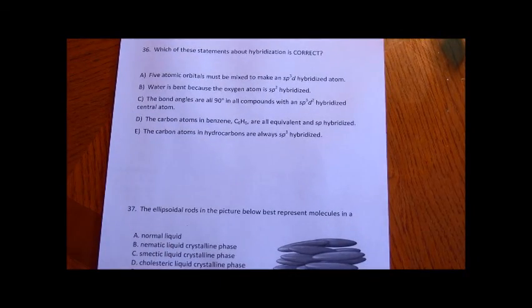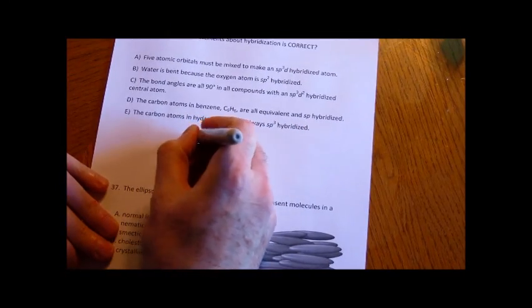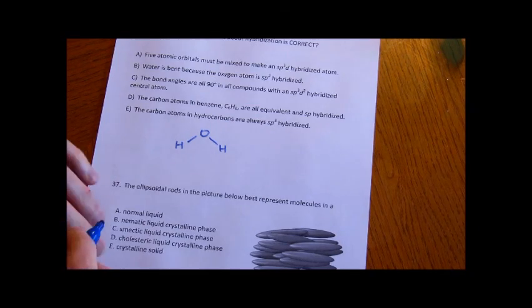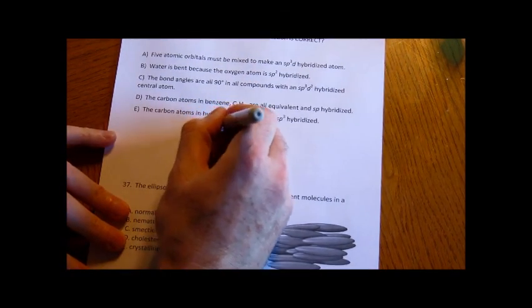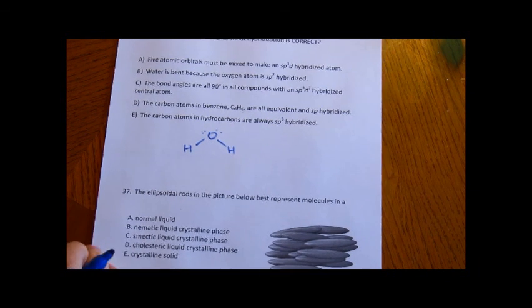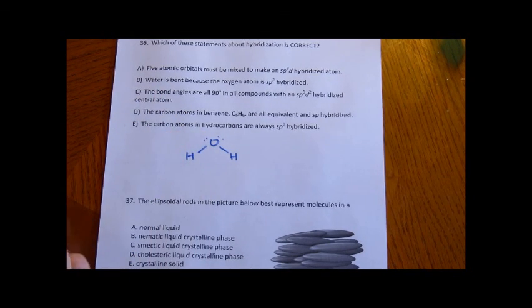Which of these statements about hybridization is correct? The first one is fine. Water is bent because the oxygen atom is sp2 hybridized. Well, let's draw water. Water is HOH, but remember we haven't completed the octet. So we need to give oxygen another 2 pairs of electrons in order to do so. 4 electron domains, it must be sp3 hybridized, not sp2. So presumably all the other statements are correct.